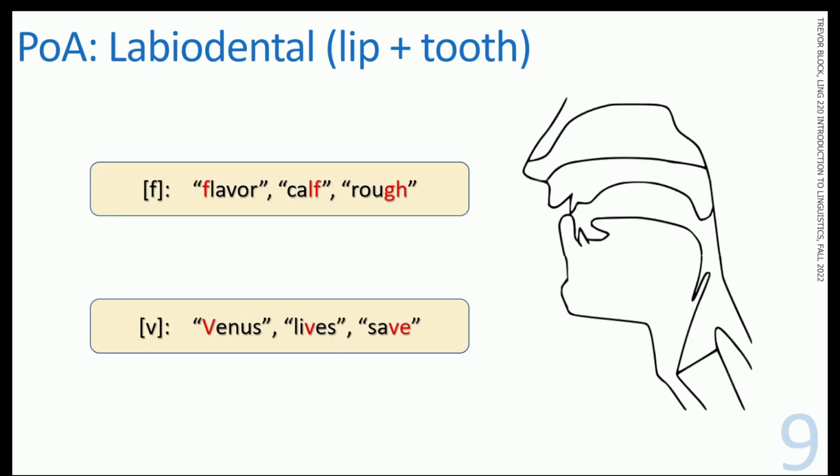Next, we have labiodental. So again, labio meaning lip, and dental meaning tooth. So this is made with your lower lip, as you can see here, and your upper tooth. So this is your F and V sound. So F is the voiceless version, like in flavor or calf or rough, while V is our voiced counterpart. So these are words like Venus and lives and save. We get vibration in our vocal folds. So feel that with your lips and V. Feel how your lower lip is touching your top teeth there.